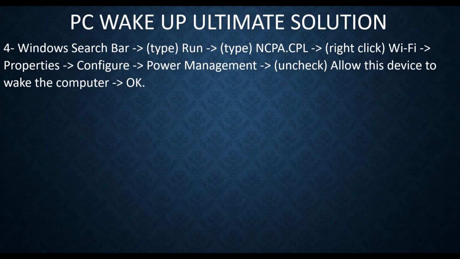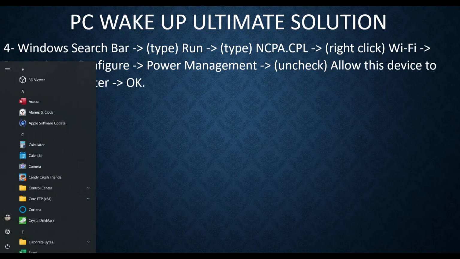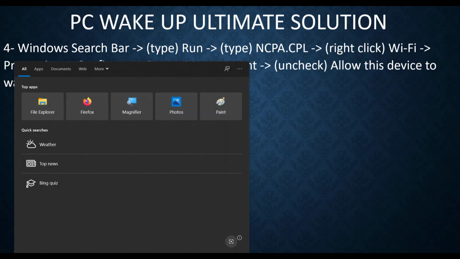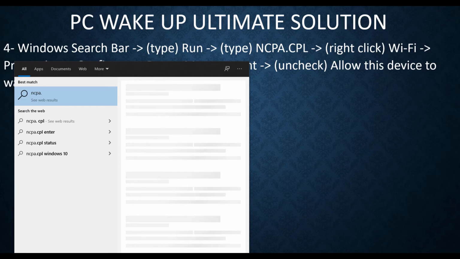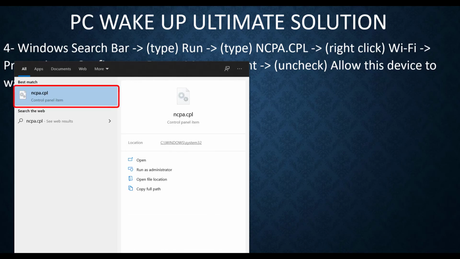The fourth step is what we try to do is to disable the waking power in the Wi-Fi card, because sometimes Wi-Fi cards are able to wake the computer. So let's do this together. So all we have to do is to again go to Windows menu and then search for ncpa.cpl. Okay, if you search for that, you should see it in the first place.